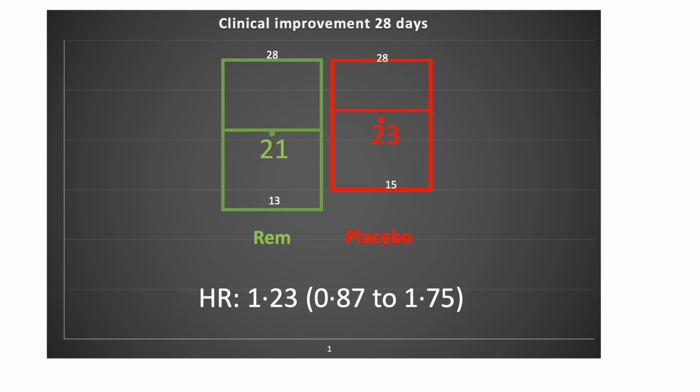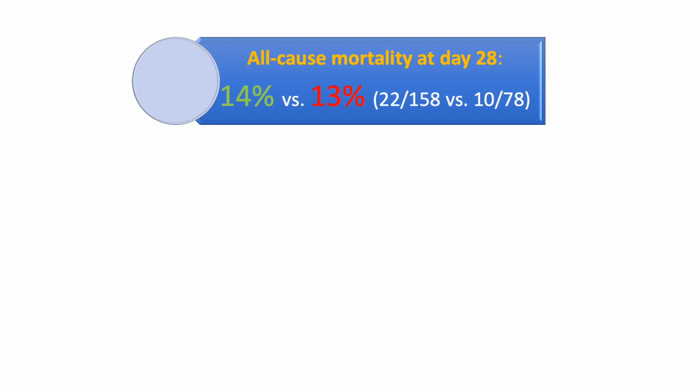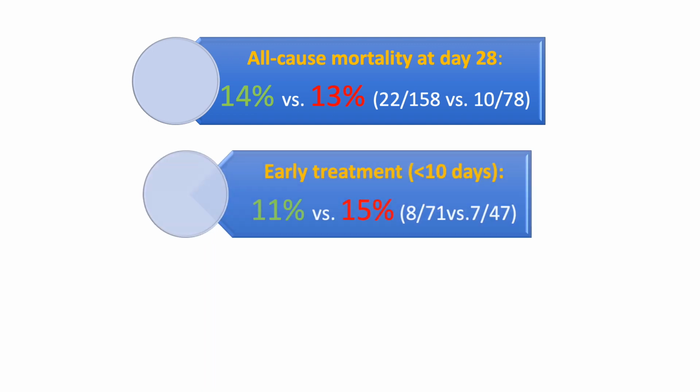The hazard ratio was 1.23 with a confidence interval of 0.87 to 1.75, which essentially meant a non-significant level of effect. They also looked at secondary endpoints, which included all-cause mortality at day 28. This was not different between Remdesivir and placebo. All-cause mortality at day 28 was 14% with Remdesivir and 13% with placebo.